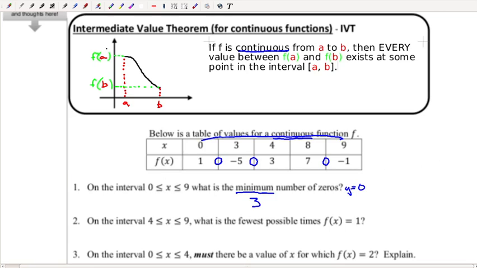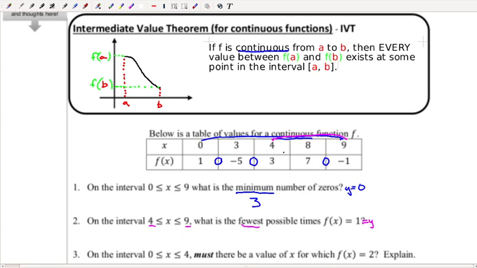So we take a look at number 2 now. It asks us, on the interval from 4 to 9, so now we're not doing the whole table, we're just starting from 4 to 9. So when you look at a question, don't assume you're using the whole table. From 4 to 9, what is the fewest possible times f of x equals 1? So now, remember, f of x is your y value. So we're looking at where this value is equal to 1.